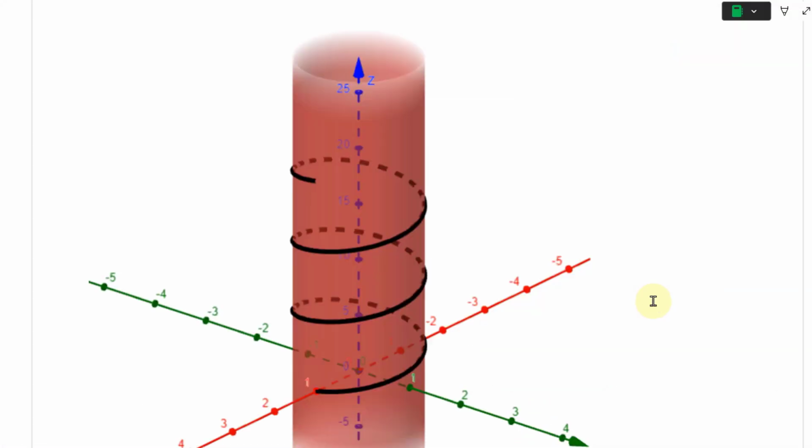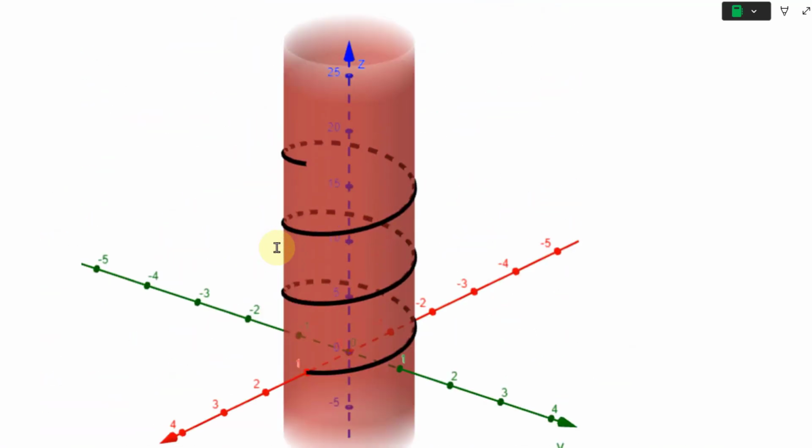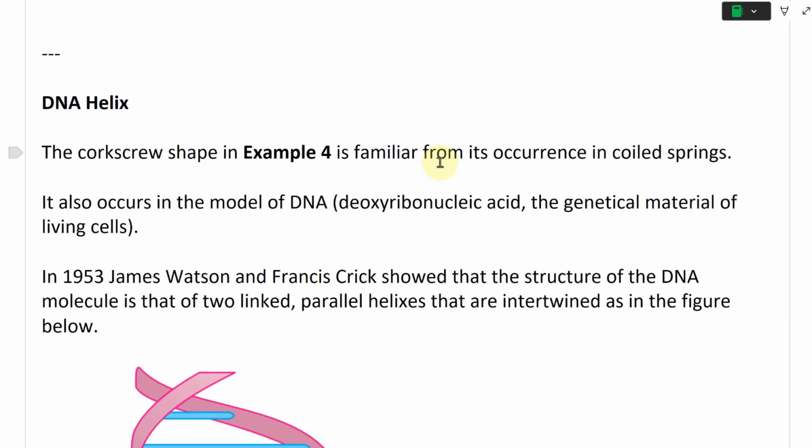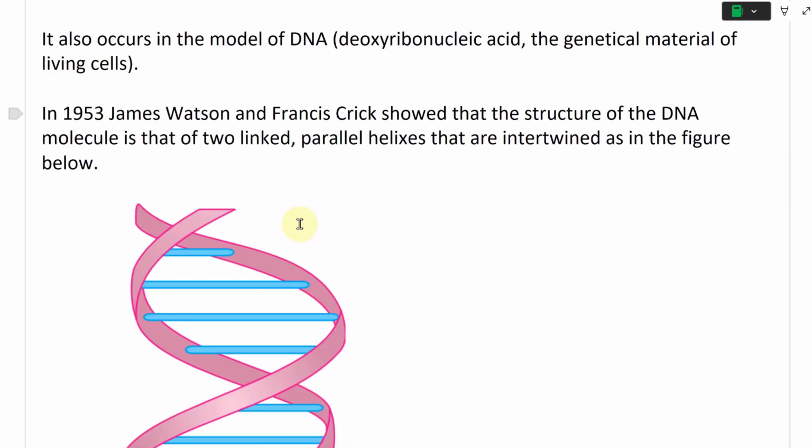So fascinating stuff. And here now we'll just take a quick look at the DNA helix. So the corkscrew shape in example 4, this one right here, just corkscrews around like that. Yeah, this is familiar. It's familiar from its occurrence in coiled springs, and it also occurs in the model of DNA, or deoxyribonucleic acid, the genetic material of living cells. In 1953, James Watson and Francis Crick showed that the structure of the DNA molecule is that of 2 linked parallel helixes that are intertwined, as in the figure below.